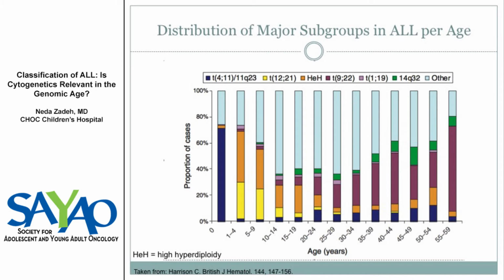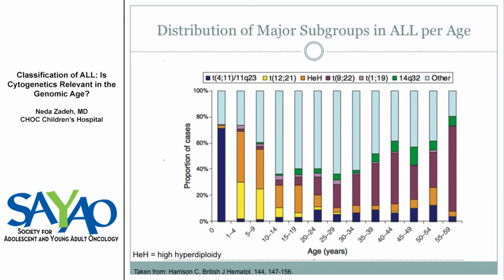So infants tend to have a high frequency of rearrangements involving the MLL gene, which is seen in royal blue here. Adults have a higher proportion with the Philadelphia chromosome, seen in magenta here, as well as the association of the poor prognosis. And Dr. Mulligan was talking a little bit earlier today about some of his work with respect to this. Younger patients tend to have a predominance of good risk abnormalities, including high hyperdiploidy, seen here in orange, and translocation 12;21, seen here in yellow.